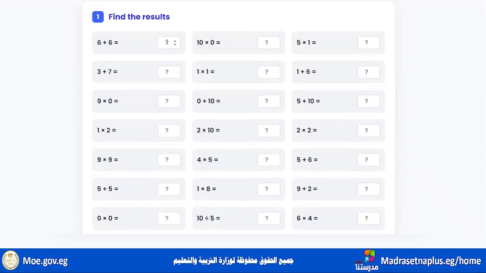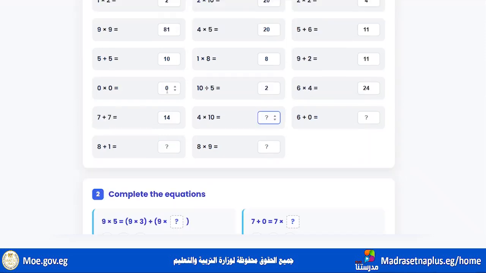Let's finish it. 6 and 6, double, 12. 10 times 0, any number times 0. Any number times 1 stays the same, yes. 3 plus 7, it will be 10. 1 times 1. Any number plus 1, the next number. Any number times 0. Any number plus 0. Yes. Double. Yes, double. Multiply a number by a multiple of 10.